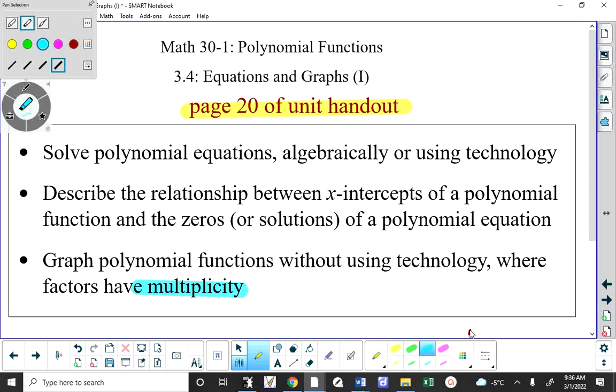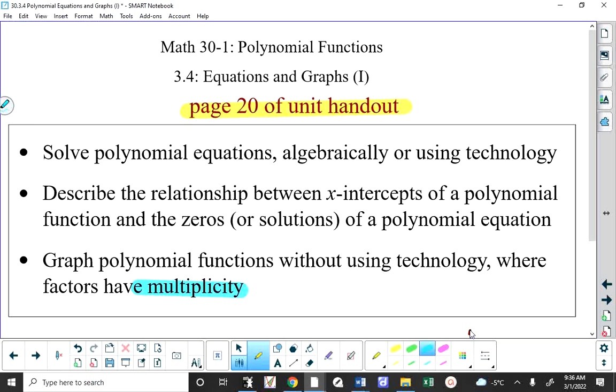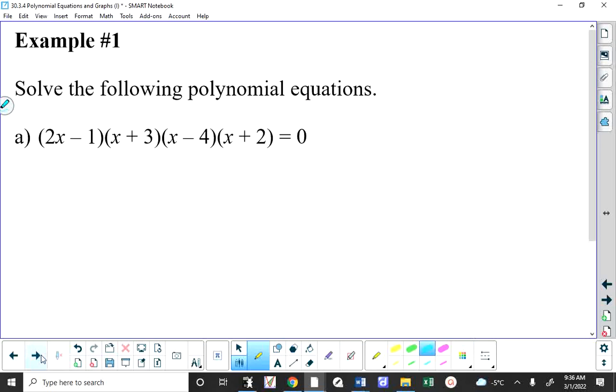And on Thursday's assignment, in question 5, there were a couple problems, I think A and J, that I said don't do, right? Yeah. That's because they dealt with something called multiplicity that you were not aware of until after today's lesson. And this is the big part of today's lesson, multiplicity and graphs of polynomial functions. But to begin with, how do we solve this polynomial equation?